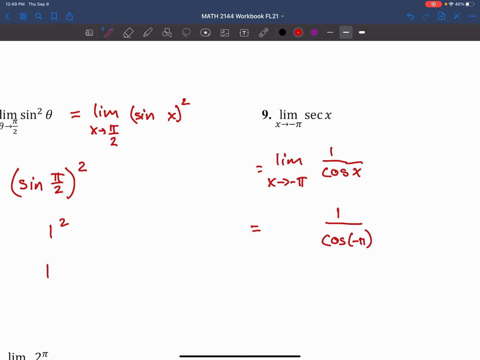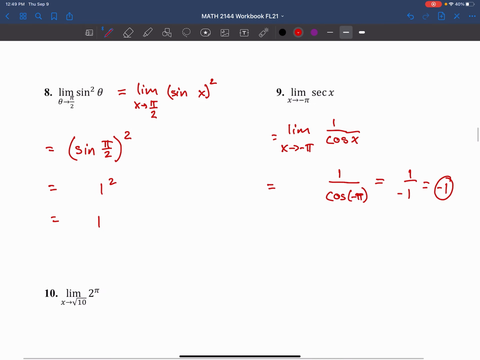These are kind of your basic examples. But once the limit's gone, it's because I plugged this in. So this is 1 over negative 1, which is just negative 1, is our limit. Any questions on 8 or 9?